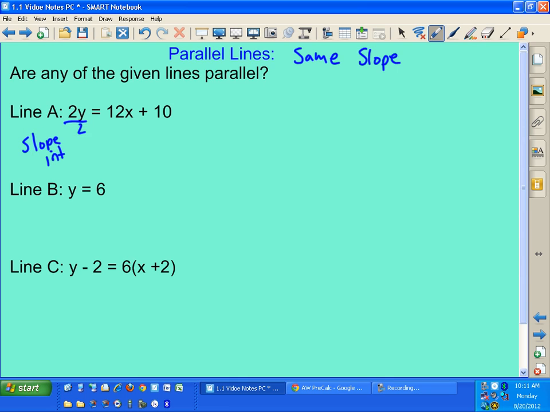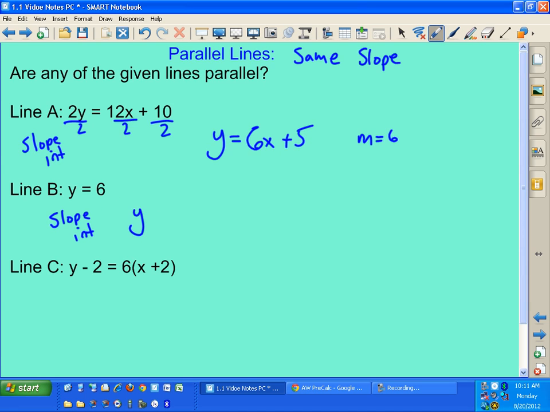So you can see that the slope-intercept form equation is y equals 6x plus 5. All right, so the slope in this case is 6. Over here, if I was to write it in slope-intercept form, then I would have to say y equals 0x plus 6.